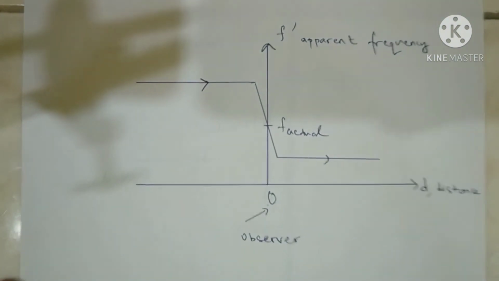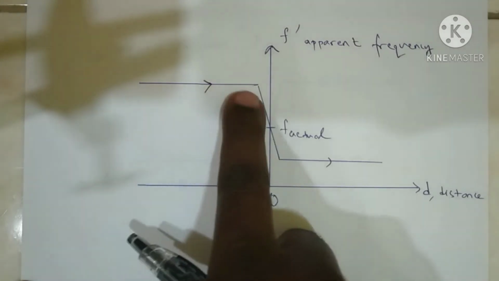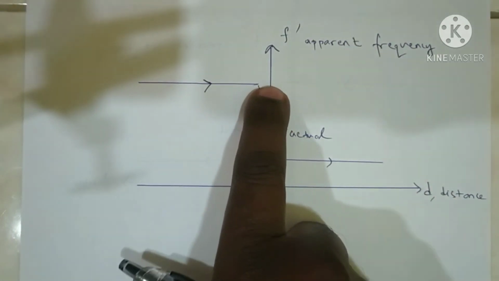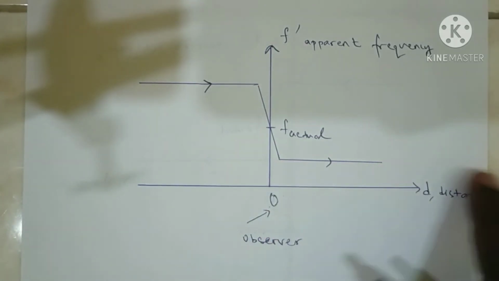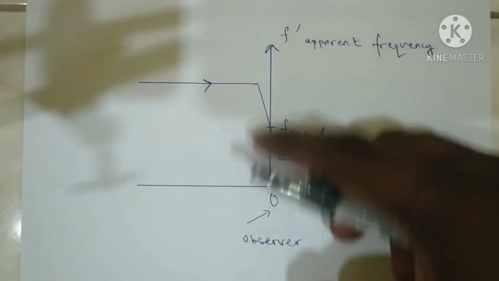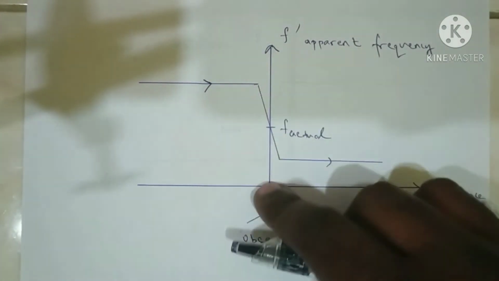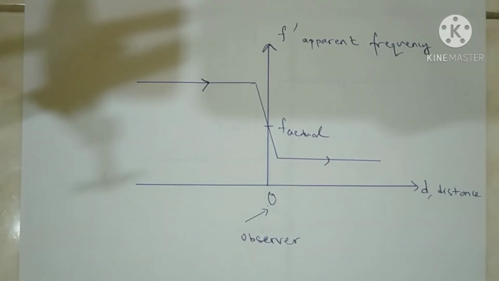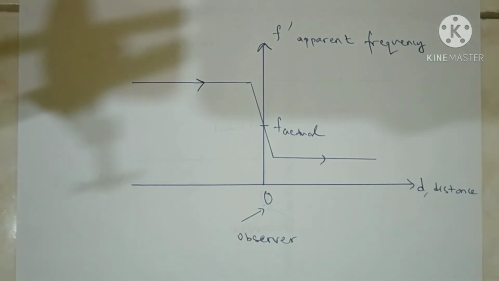So when the source is approaching, you have one apparent frequency. When it is moving away, you have another apparent frequency. That means 2 points here again, showing the apparent frequency around the actual frequency. So we answered that part.